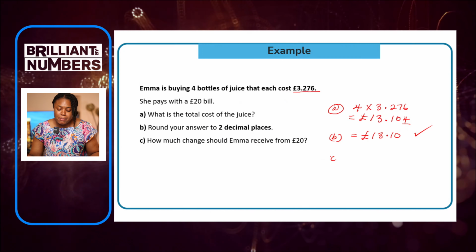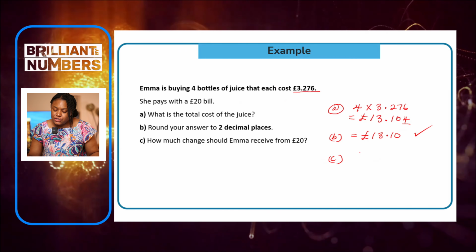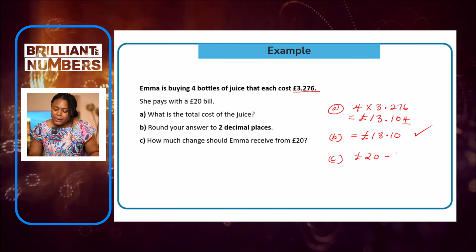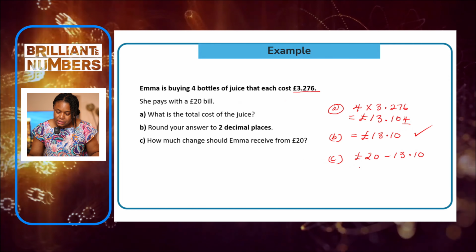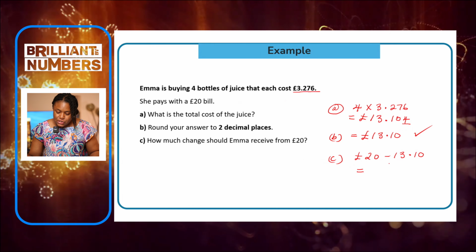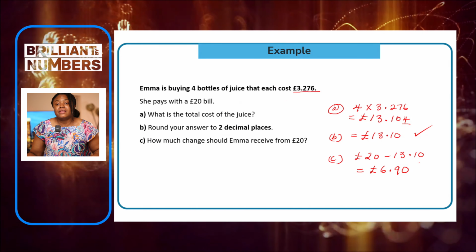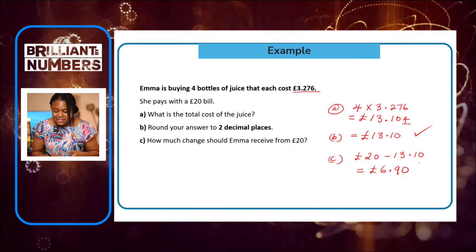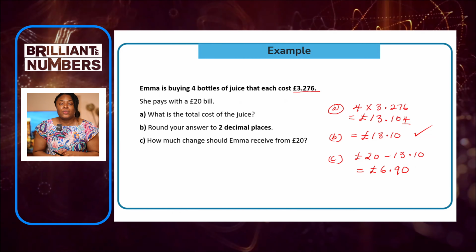Last part says, how much change should Emma receive from the £20? So we're just going to do £20 take away £13.10. Again, I'm just going to quickly put that in my calculator. Could do it mentally as well. So the answer here is £6.90. And that's our final answer. As it relates to money, we always make sure that we keep our answer in terms of pence. Okay, beautiful execution there of what the question could look like in an actual exam style question.